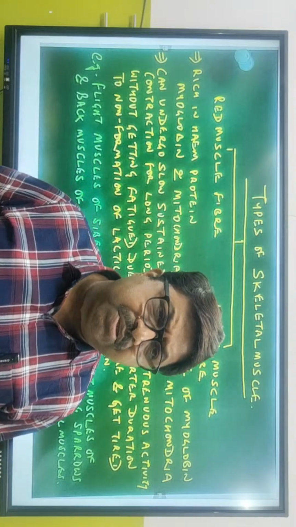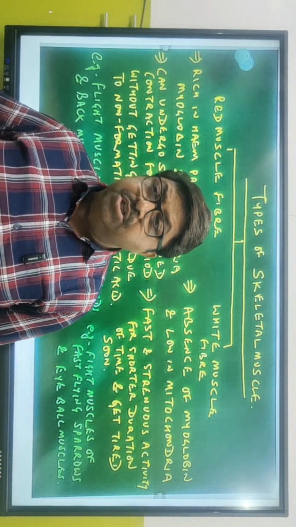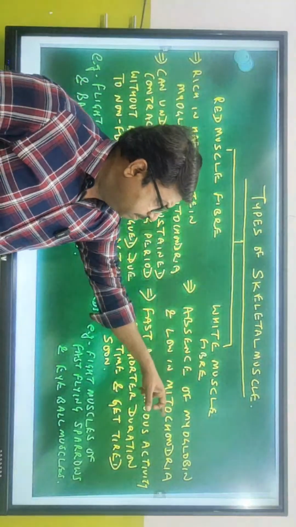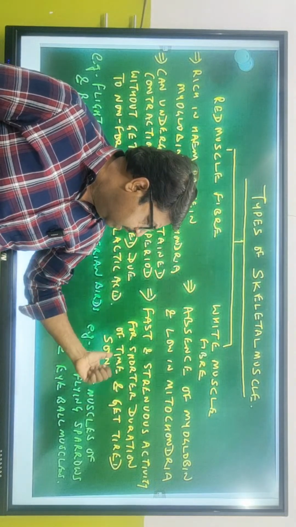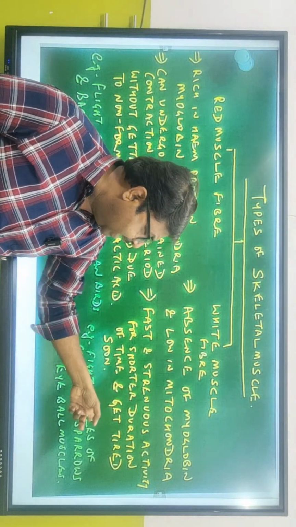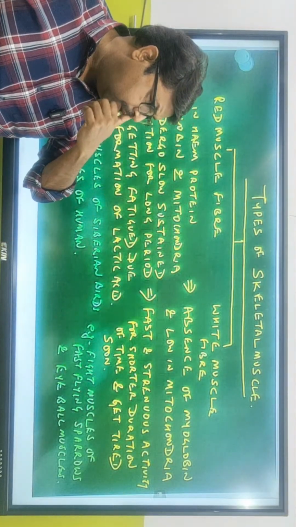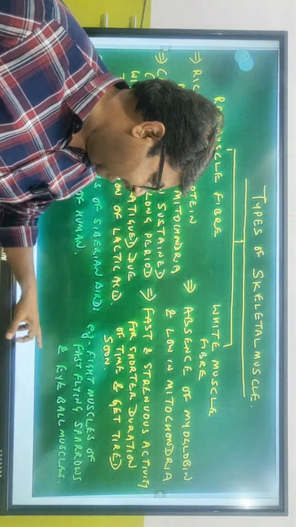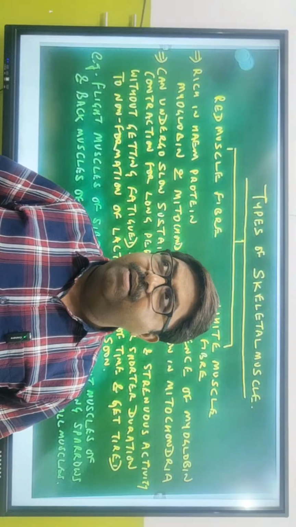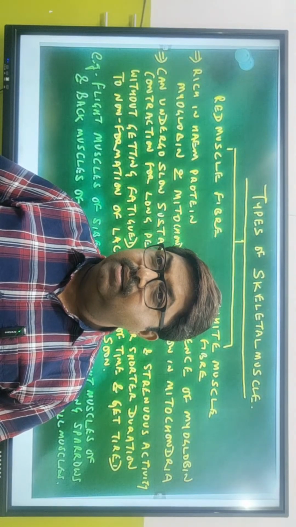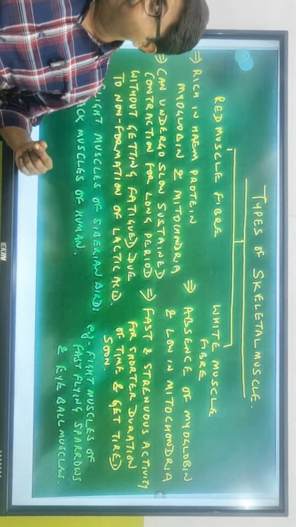Huge amount of mitochondria is present over there. And there's less chance of having lactic acid accumulation over there. But in case of white muscle fiber, absence of myoglobin and low in mitochondria, fast and strenuous activity for shorter duration of time and get tired soon. Like in case of flight muscles of fast flying sparrows and eyeball muscles. करो, घुमाओ ऐसे, देखो कुछ देर बाद क्या होगा, और नहीं कर पाओगे. Because white muscle fiber are present, which we have talked about.